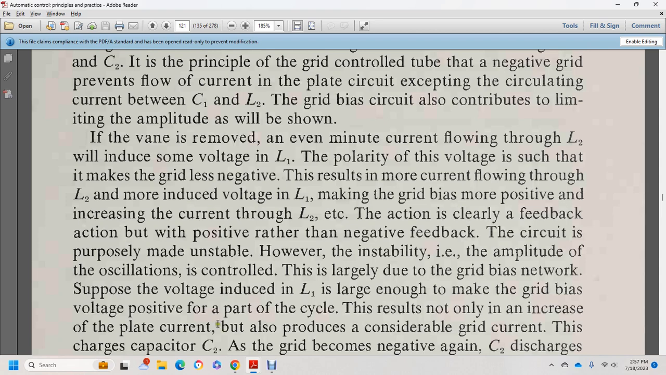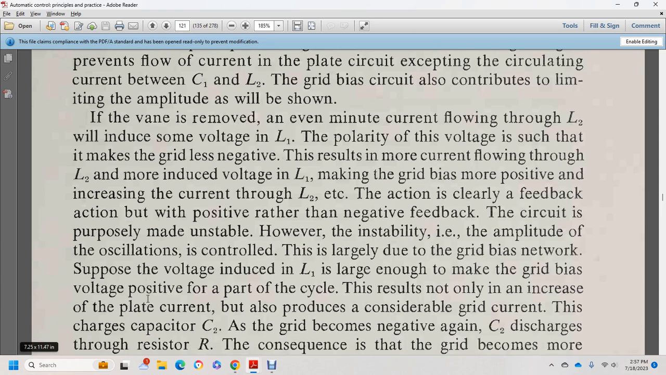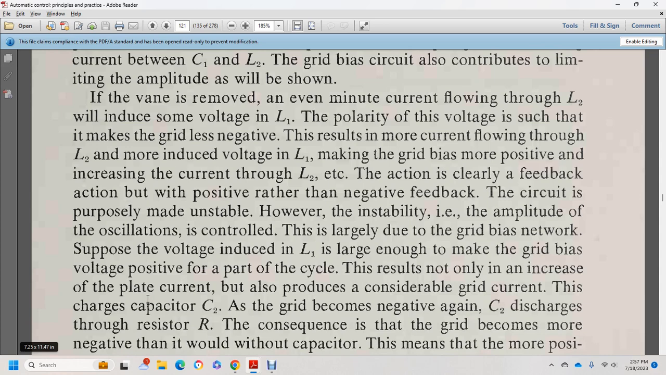The circuit is purposely made unstable, and the amplitude of the oscillation is controlled largely by the grid bias. The voltage of inductor 1 is large enough to make the grid voltage positive during part of the cycle, with the result that it produces considerable grid current.